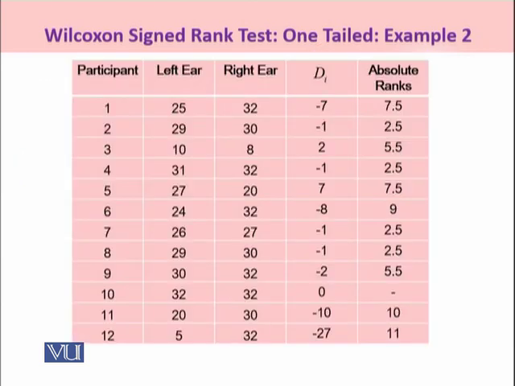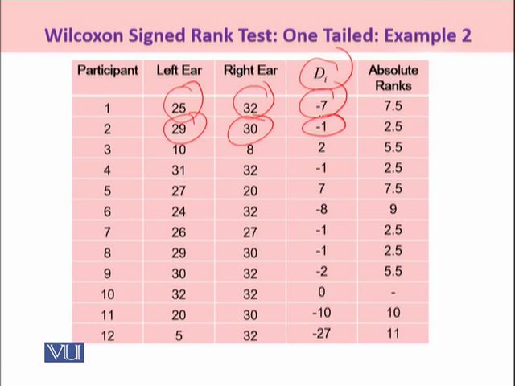Students, first of all, what did we do? We calculated the differences, the Dis, by taking a difference between the left ear observation and the right ear observation. So 25 minus 32 gives us minus 7. Then 29 minus 30 gives us minus 1. Now look here: 1, 2, 3, 4, 5, 6, 7, 8, 9. These are the observations with negative differences, whereas 10 minus 8 gives us a positive difference. Similarly, if you note the 10th observation, they are exactly identical, so their difference would be 0.